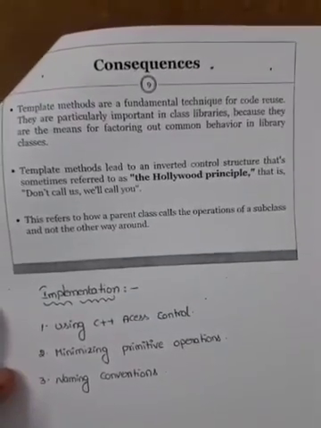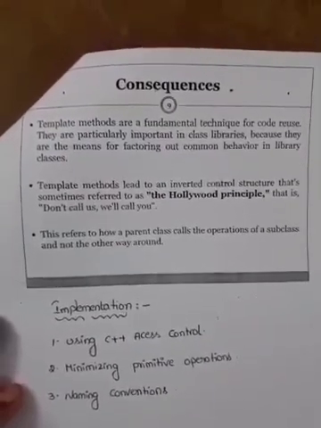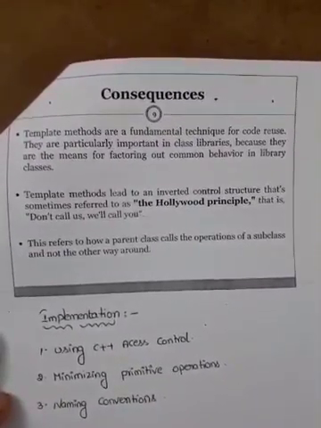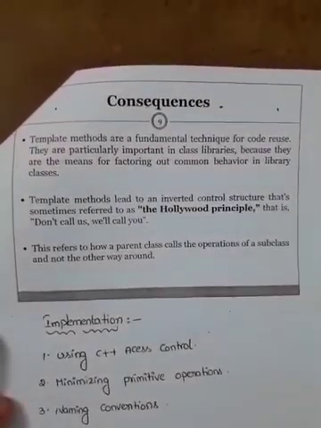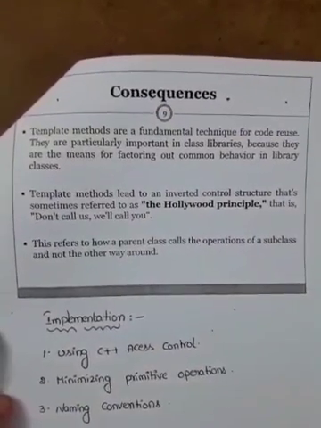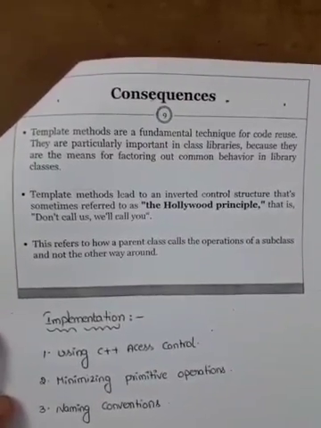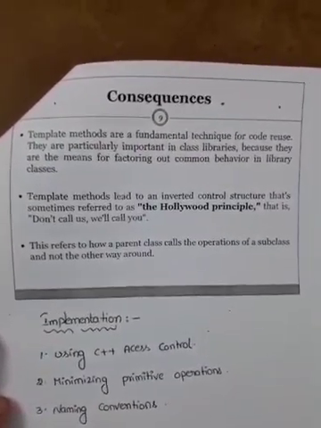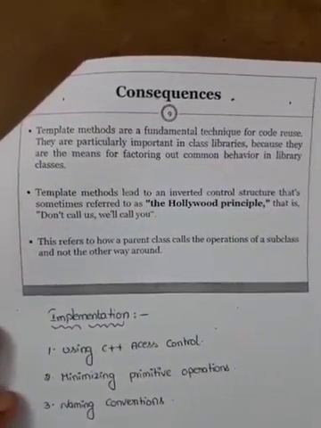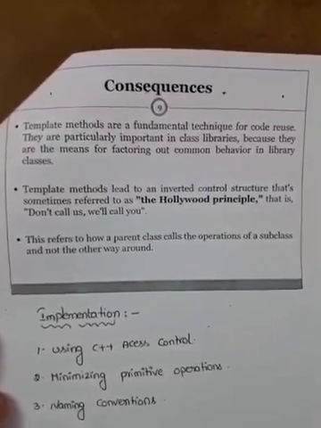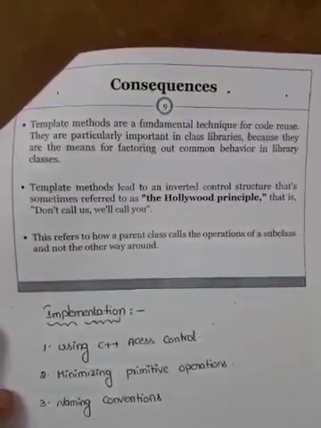Coming to the consequences of a template method pattern, we have some consequences. That is, template methods are a fundamental technique for code reuse. They are particularly important in class libraries because they are the means for factoring out common behavior in library classes. And this template method leads to an inverted control structure that is sometimes referred to as the Hollywood principle, that is, don't call us, we will call you. This refers to how a parent class calls the operations of a subclass and not the other way around. These are the consequences we can say under this template method.